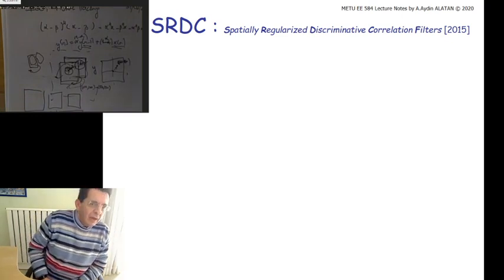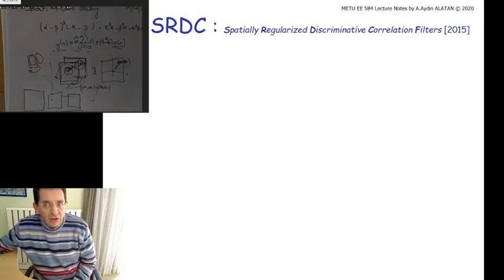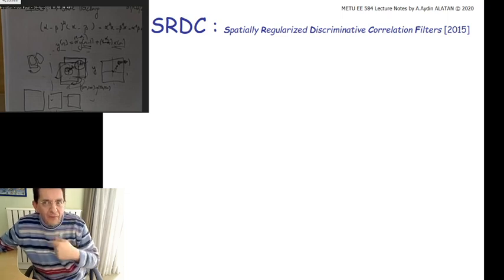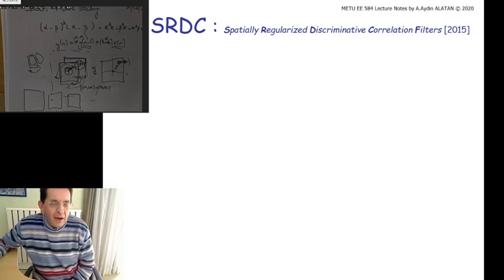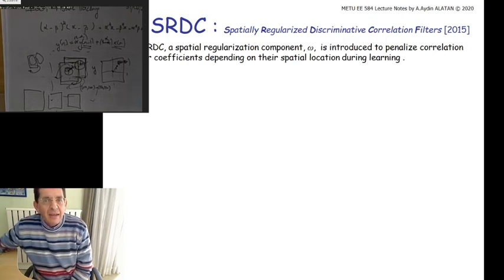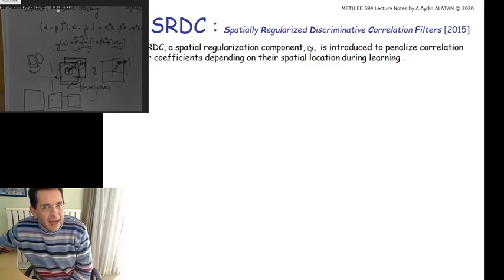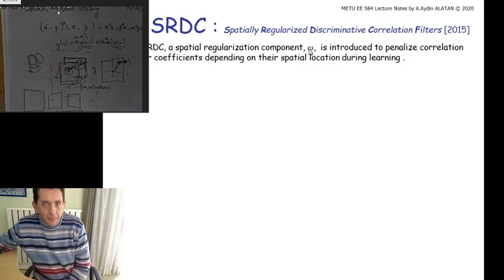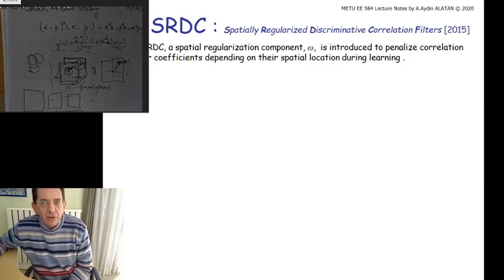And by the way, they try to solve this using a mask filter, which is basically weighting the filter that we are estimating in an appropriate way. Let's see how it is. There is a special regularization component W. That's a map, that's not a scalar. It will be introduced to penalize the filter coefficients according to their locations.